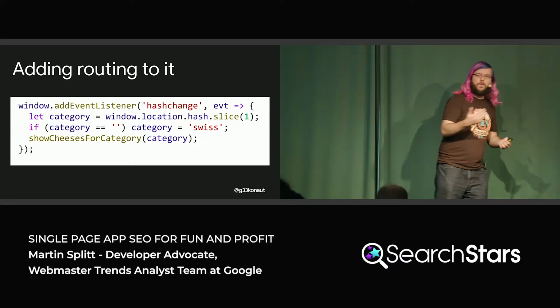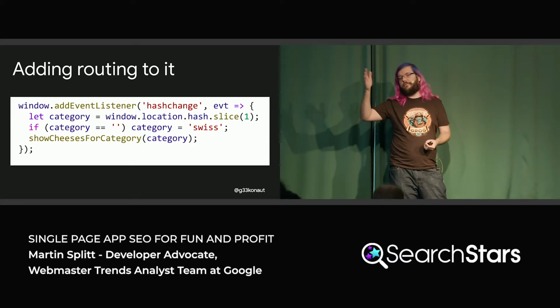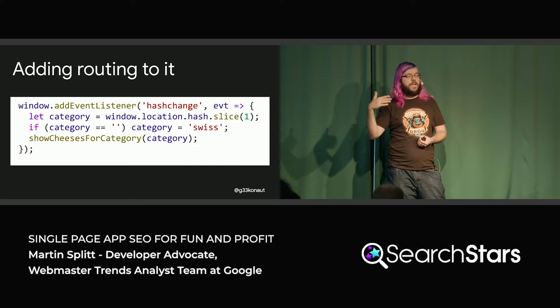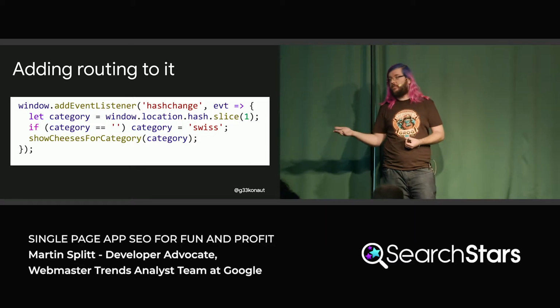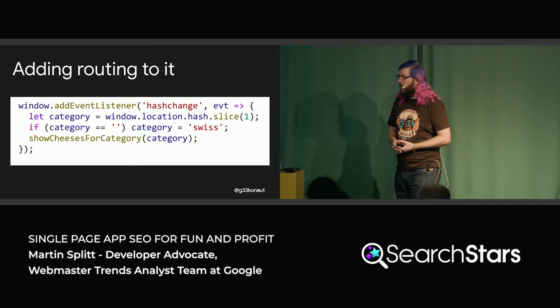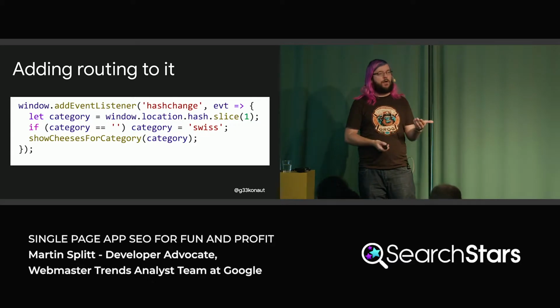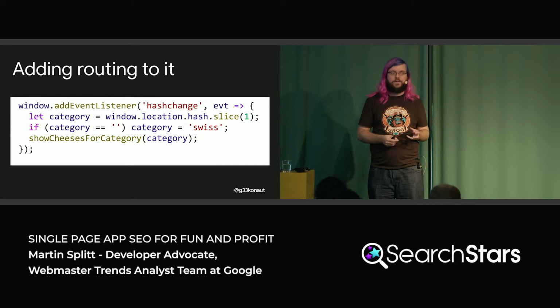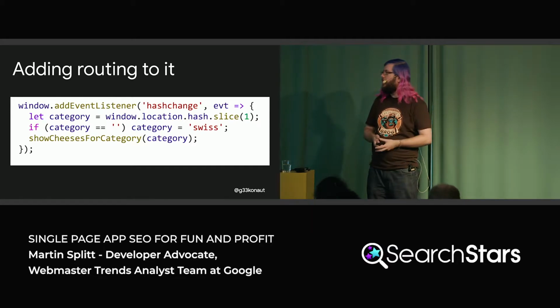Well, what we want is, if I click on a link or go to a URL that is different from the current URL, I want a different template, or a bunch of different templates, to be loaded. The content needs to change. So I need to find out what category I'm on. Let's make this very simple. The only URLs that we need to support at this point are just the different categories like French, Swiss, and so on and so forth.